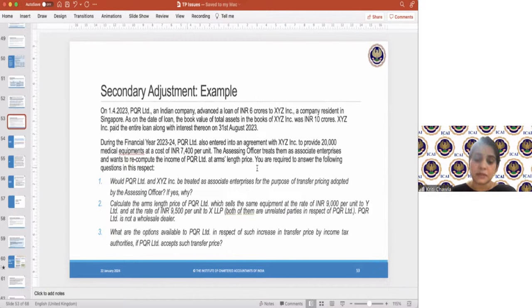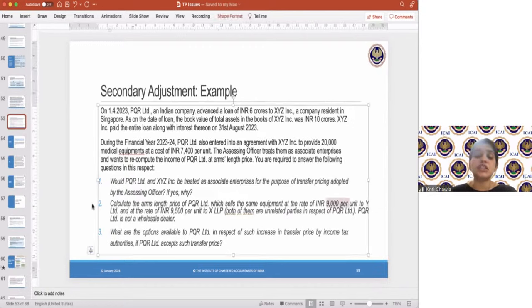The assessing officer treats them as associated enterprises and wants to recompute the income of PQR at arm's length. Now, it says calculate the arm's length price of PQR Limited, which sells the same equipment at 9,000 per unit to Y and 9,500 to X Limited. Both of them are unrelated parties. PQR is not a wholesale dealer. Can you tell me the method that you will use?